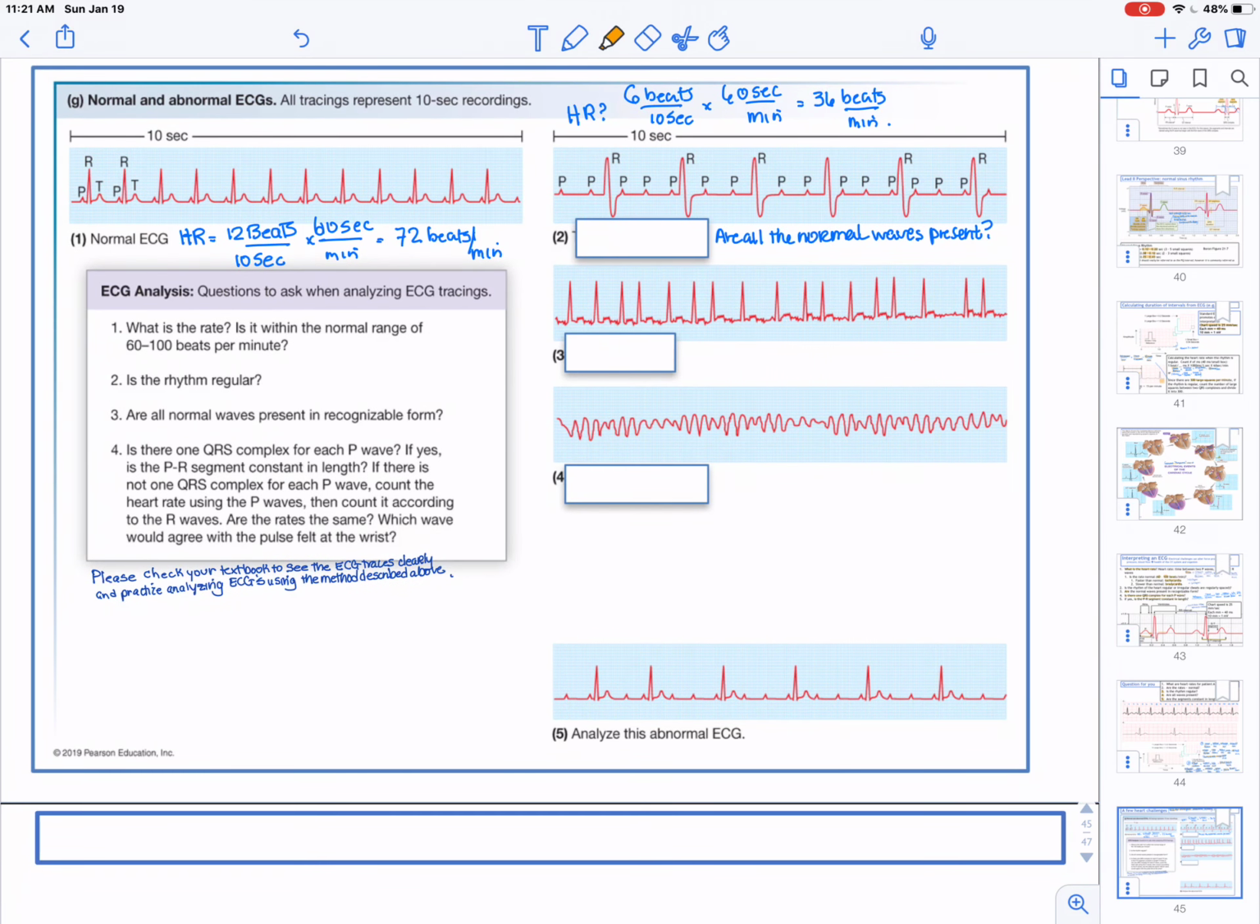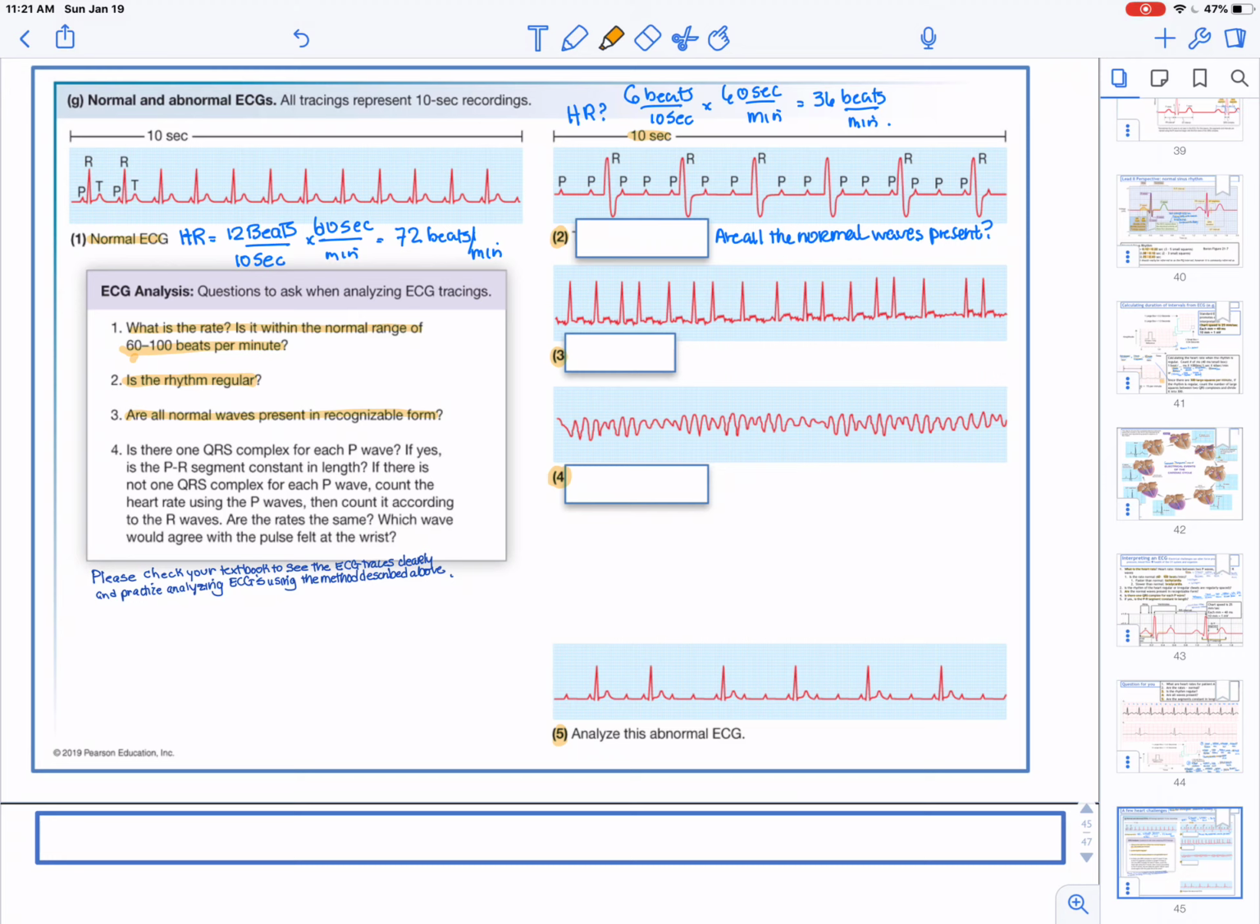So we are reminded that we need to check the rate, is it within that normal range? Then we're going to check the rhythm to see if it's regular. So if we sample, and this sampling is for 10 seconds, is it regular within that time frame? Are all the normal waves present in a recognizable form? And they are for A, but I would say for number 4, they are not. For number 2, not all the waves are present. And number 3, they're not all present, and same for number 5.